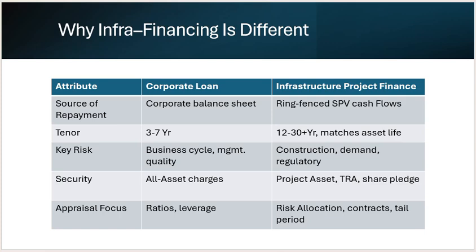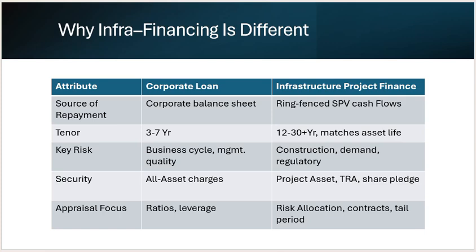Then the appraisal focus: ratio, leverage, risk allocation, contract tail period. The tail period is always greater than 2 years. The tail period is the project life minus the tenure of that loan. The project is owned by the sponsor for its entire life, until it is handed to the government, which is defined in the contract, and the tail period is that duration minus the loan tenure of that project.